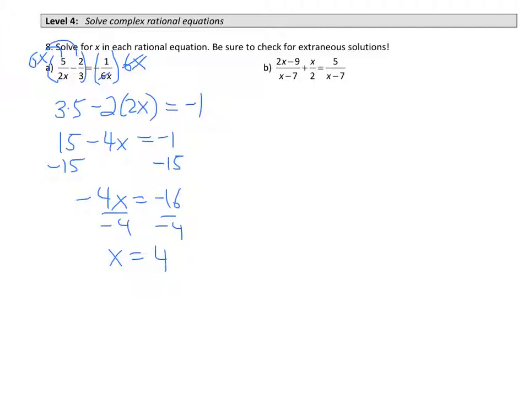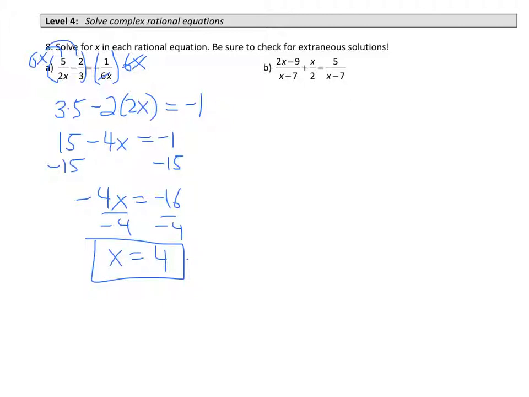Now, you always want to check with rational equations that you don't have extraneous solutions. And a quick way to do that is to make sure that plugging in your answer doesn't make the denominator 0. If I plug 4 into the denominators for x, none of them come out with a denominator of 0, so there wouldn't be any other extraneous solution. So that's my answer.